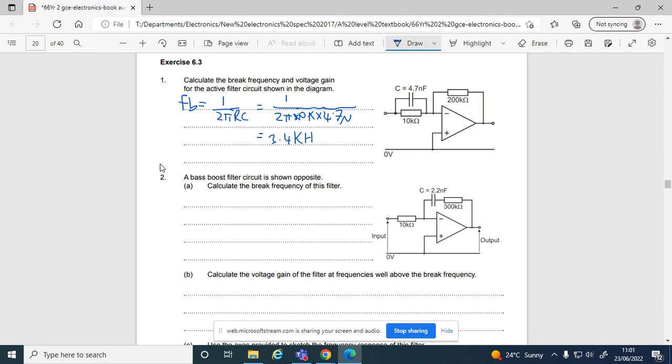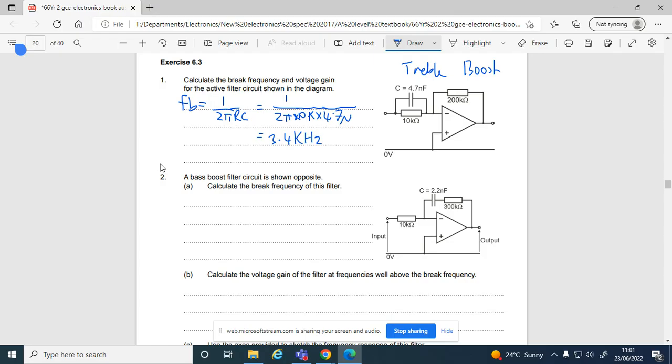Just double check that on yours. So there's my breakpoint. Just so you know, this type of filter is a treble boost. I'm just going to write it there. If it's in parallel, it's a treble filter. If it's in series, a bass filter. So that's that one.